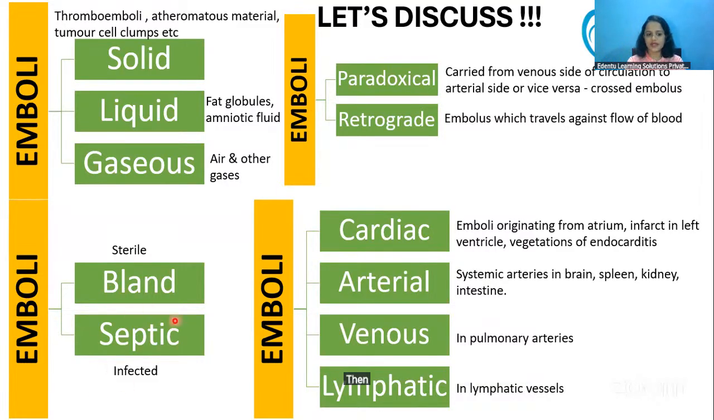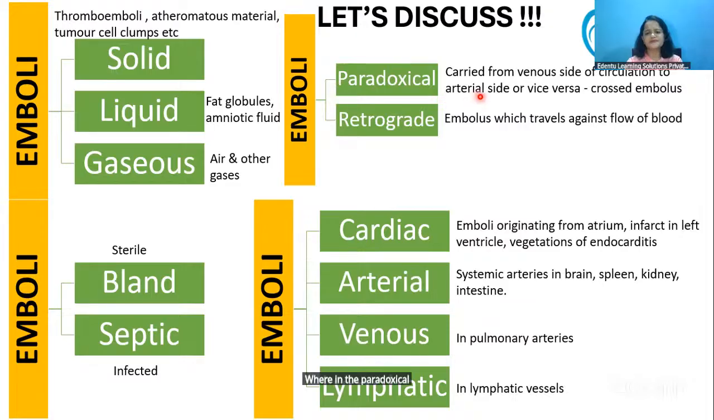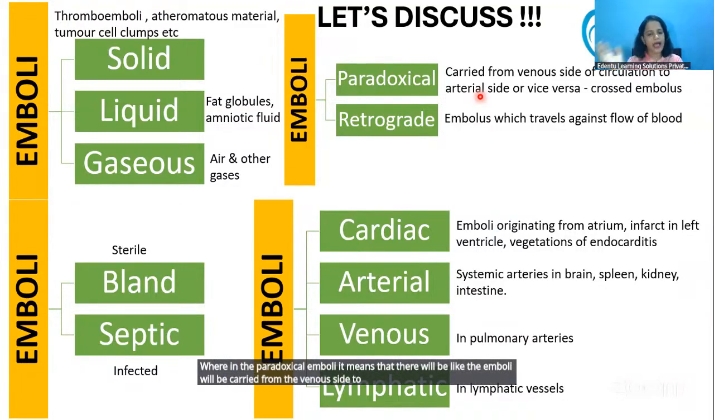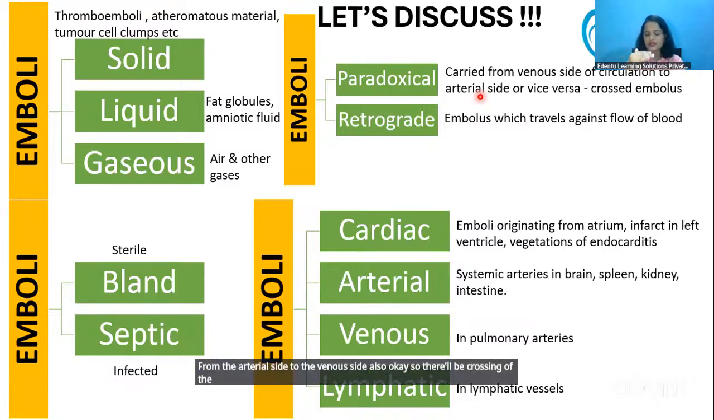Then we have the classification as bland and septic emboli. The bland ones will be sterile and the septic ones will usually be infected. And the emboli can also be differentiated into paradoxical and retrograde emboli. In paradoxical emboli, the emboli will be carried from the venous side to the arterial side, and vice versa, from the arterial side to the venous side also. Okay, so there will be crossing of the emboli. So it is also called a crossed embolus or the paradoxical embolus.